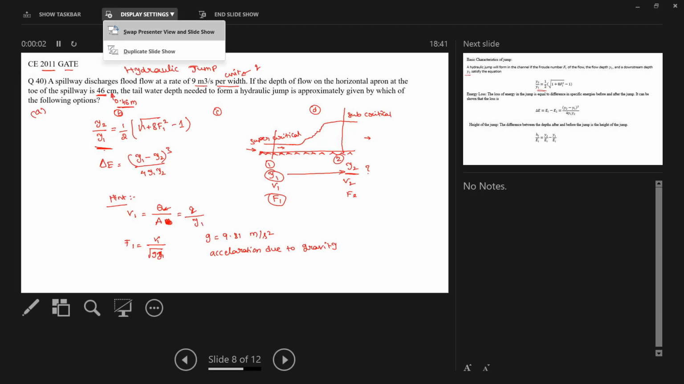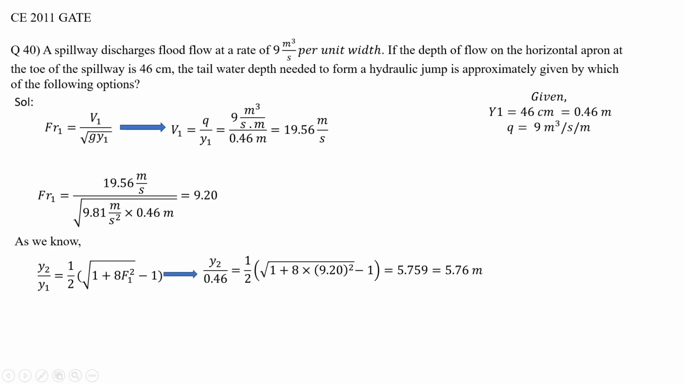Let me share my screen again. Maybe I can go to the solution. First step, you calculate V1. How much is V1? V1 is nothing but Q divided by y1. From that equation you can get 19.56 meter per second. Substitute this V1 into the Froude number, V1 divided by root over g into y1. By substitution, you get a Froude number of 9.20.